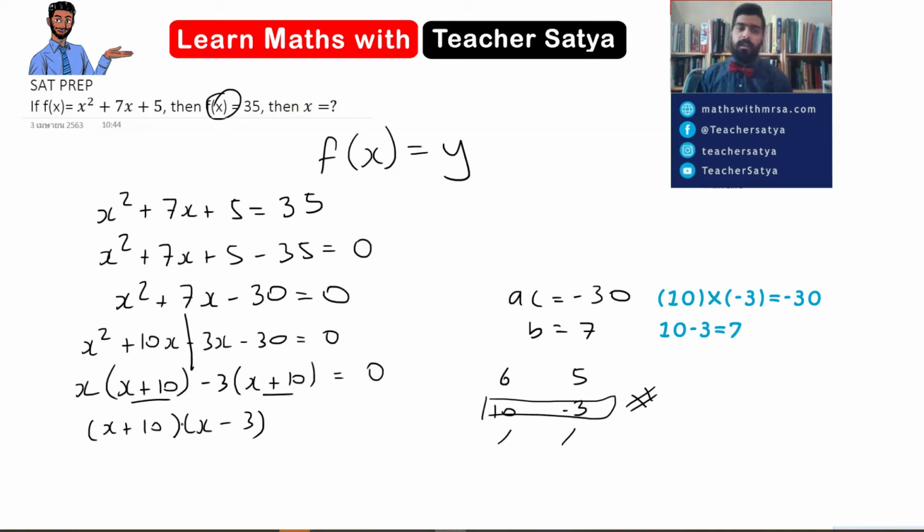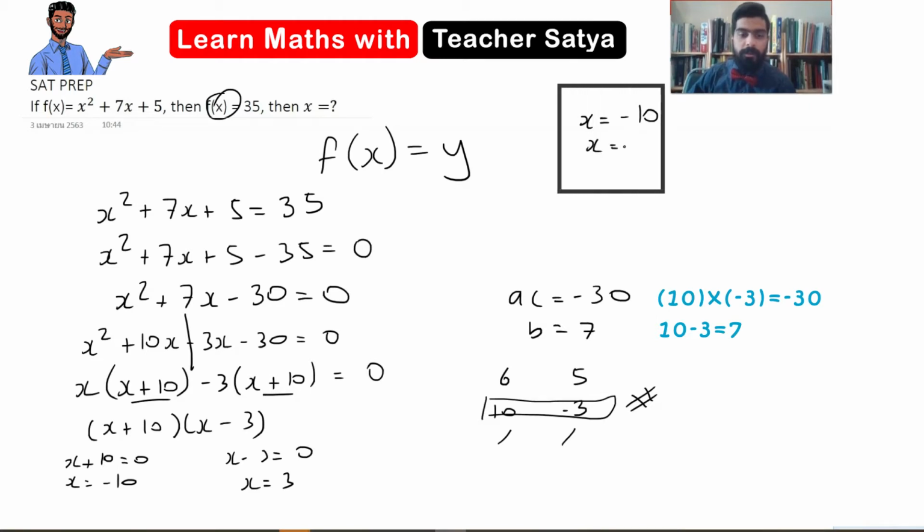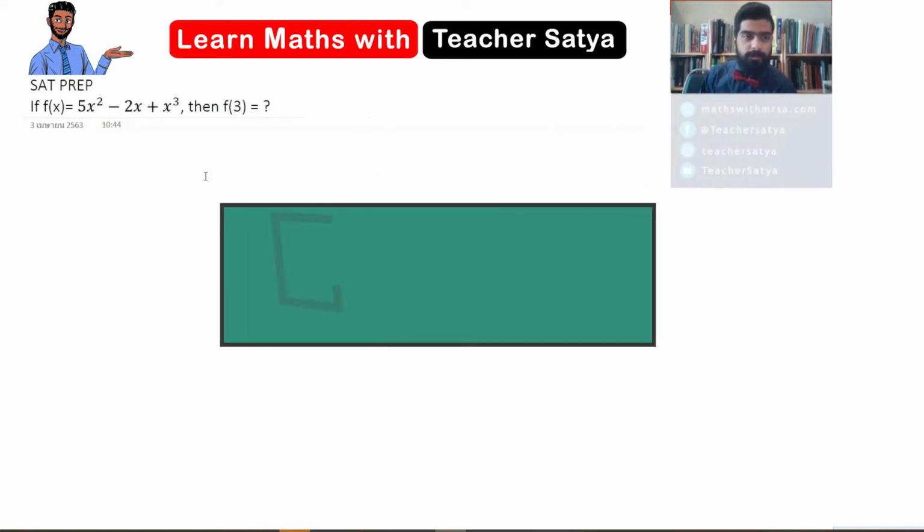Right guys, now they're telling us to find the value of x. So there are two values. We see that x plus 10 is equal to 0 and x minus 3 is equal to 0. Here we have x is equal to negative 10 and here we have x is equal to 3. Right guys, so the value of x is equal to negative 10 and x is equal to 3. We have two values here. Alright guys, let's go to the next one.